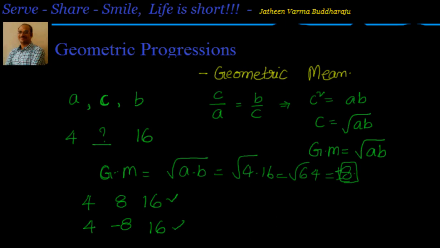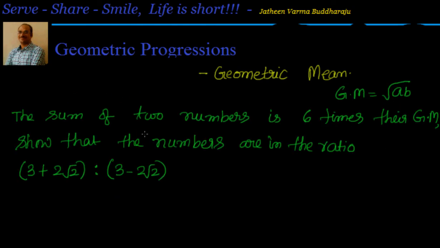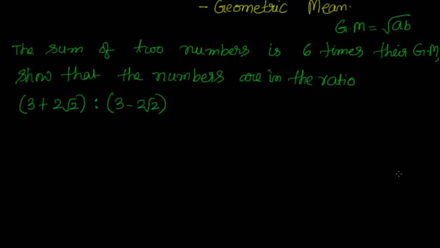Okay. Now let's try to apply this concept of geometric mean and try to solve simple problems. Using geometric mean, let's try to solve this simple problem. The sum of two numbers is 6 times their geometric mean. Show that the numbers are in the ratio 3 plus 2 root 2 is to 3 minus 2 root 2.